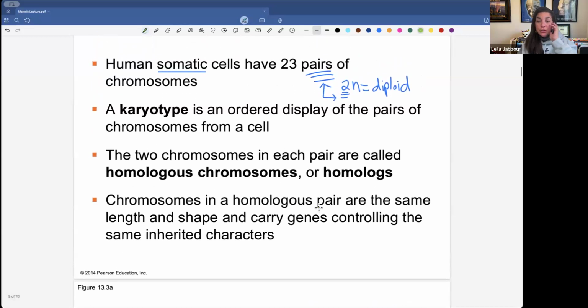So chromosomes in a homologous pair are the same length and shape and carry genes controlling the same inherited characters. But there could be variation between these two genes. The two code for the same gene, not two separate genes. And that's why we use the term homologous.